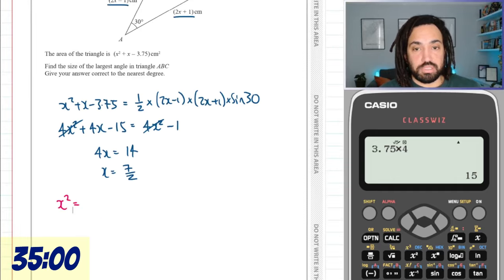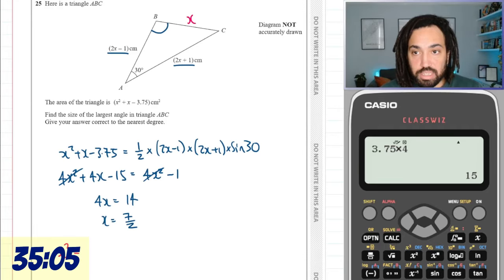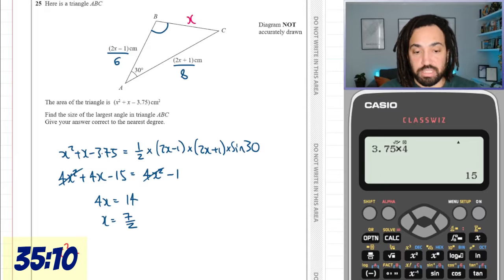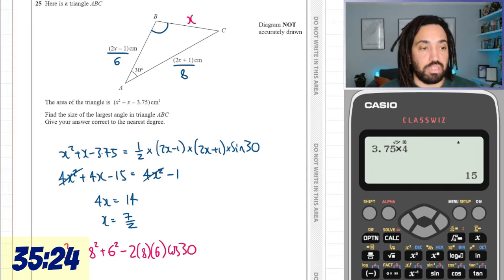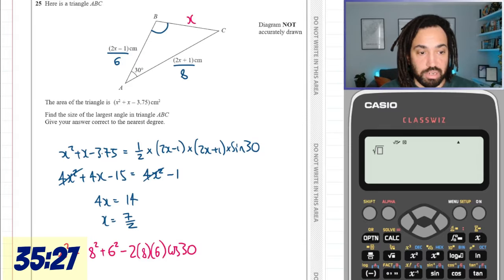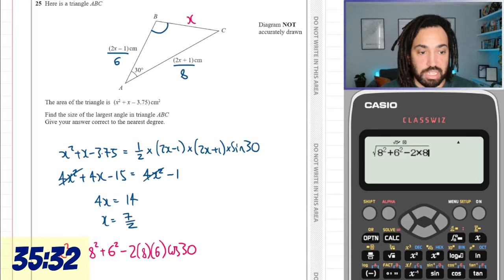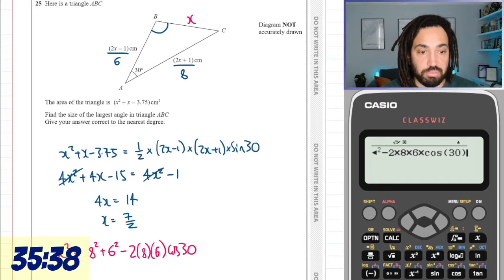Let me just zoom in a bit so I can see the whole question. Okay, so if x is 7 over 2, then this is 8 and this is 6, which is slightly helpful, I guess. Nice numbers. So the cosine rule: add these two squared together, minus 2 lots of them times together, cosine of the angle. Right, fine. So let's find that then. So we do the square root of 8 squared plus 6 squared minus 2 times 8 times 6 times cosine 30. Make sure we're in degree mode, which we are.